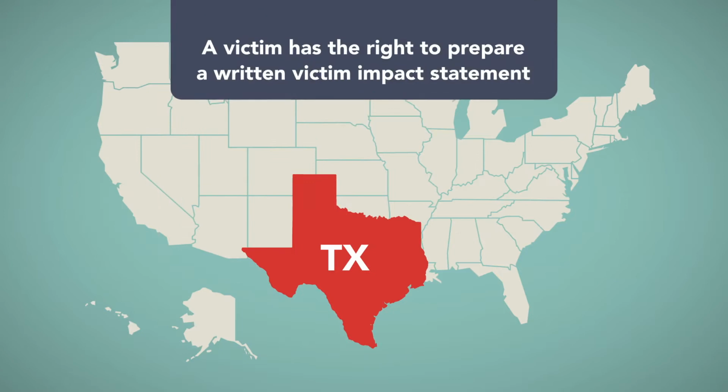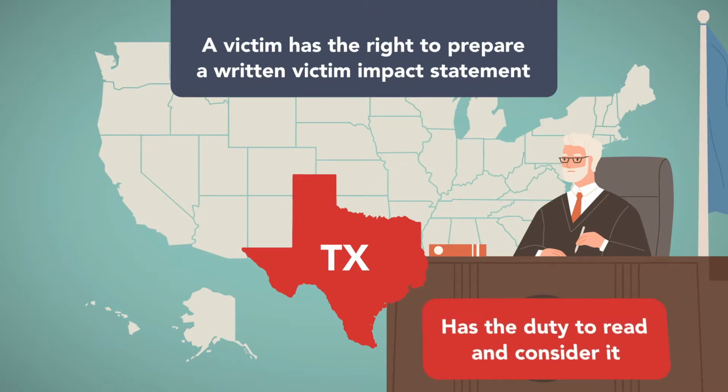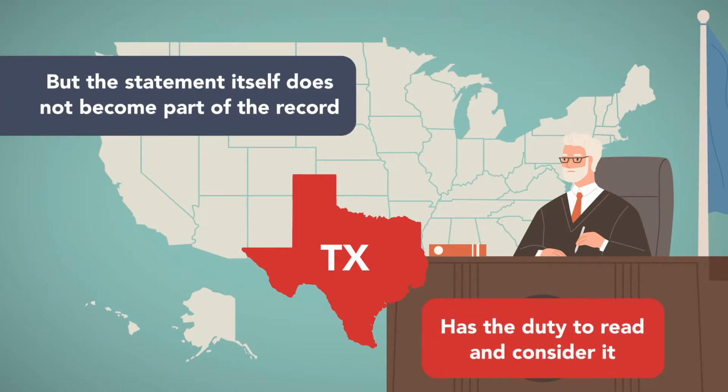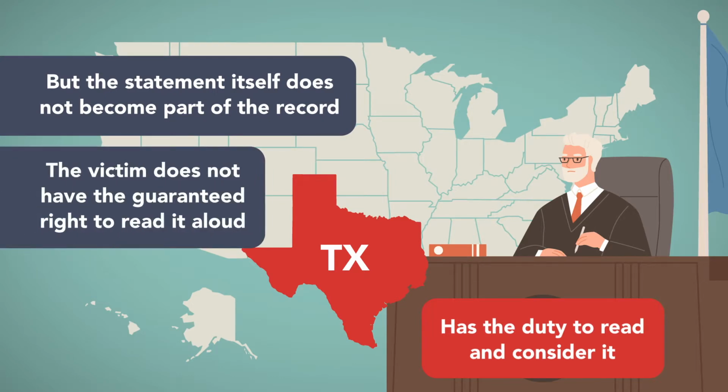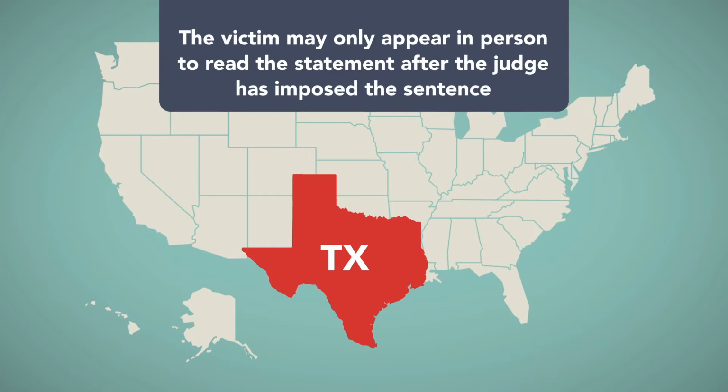In Texas, a victim has the right to prepare a written victim impact statement, and the sentencing judge has the duty to read it and consider it, but the statement itself does not become part of the record, and the victim does not have the guaranteed right to read it aloud during sentencing. Rather, the victim may only appear in person to read the statement after the judge has imposed the sentence.